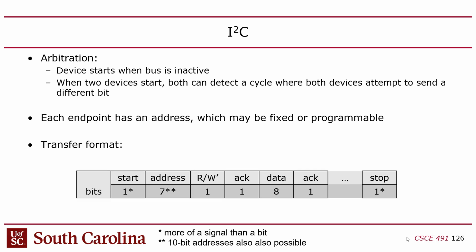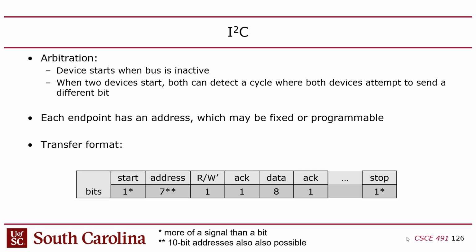If you do a write, the master sends the address and the read-write flag. Control changes to the slave to acknowledge. Then control changes back to the master to send the data I want to write. And then control changes back to the slave so it can acknowledge. You guys with me? So what does that mean? That means that control of the data line changes 1, 2, 3 times for a write.